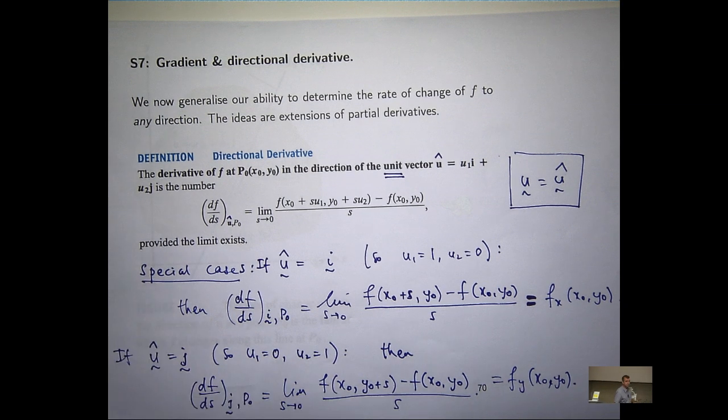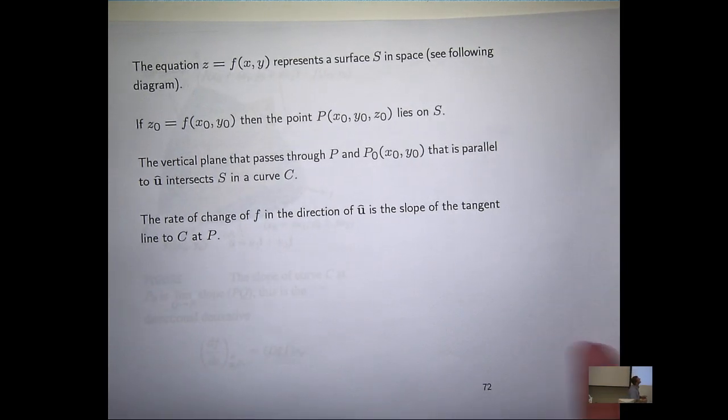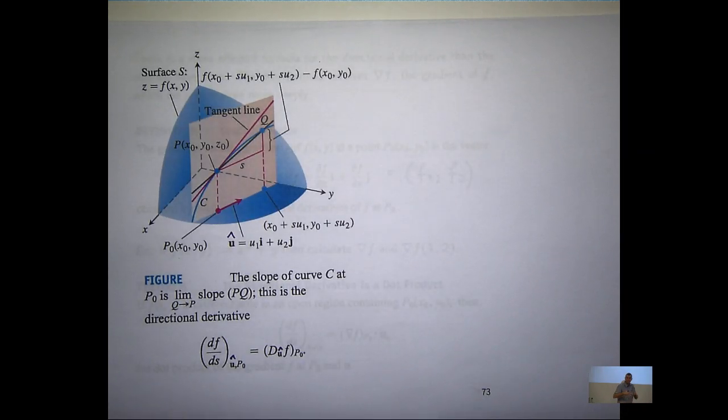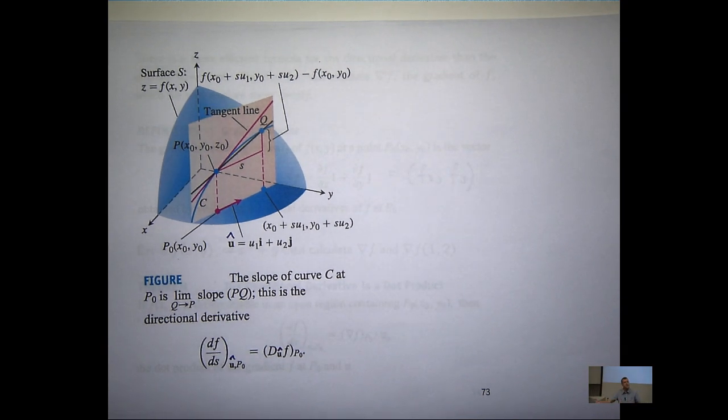Now let's think about the geometric interpretation. What does this limit actually mean? Well, I'll discuss that in a minute. There are a few pictures here. I'm not actually going to talk about that. I'm going to get to this, because I think actually this is the best way of explaining it, and then relate it back to the previous slide.